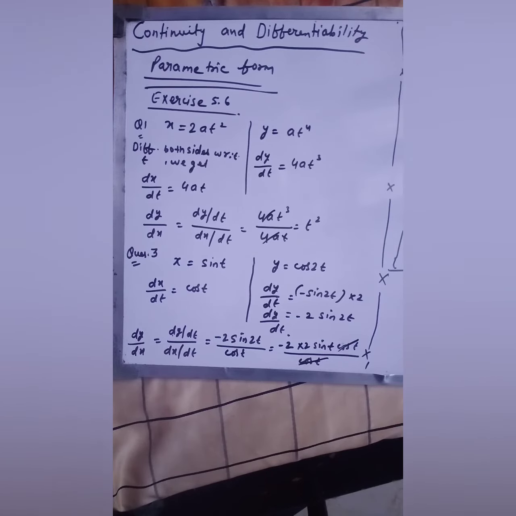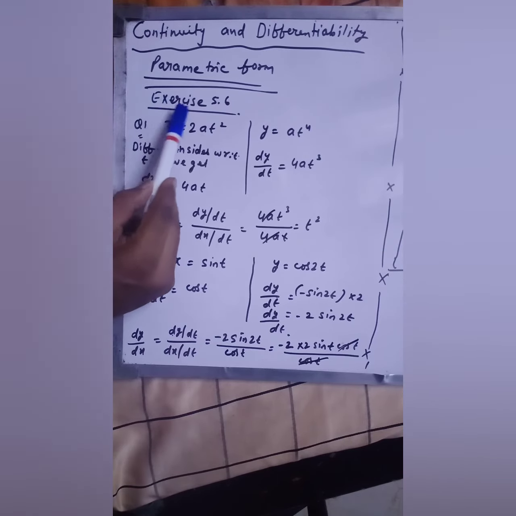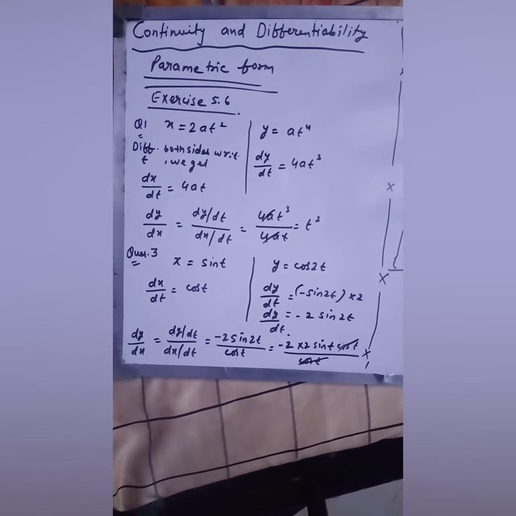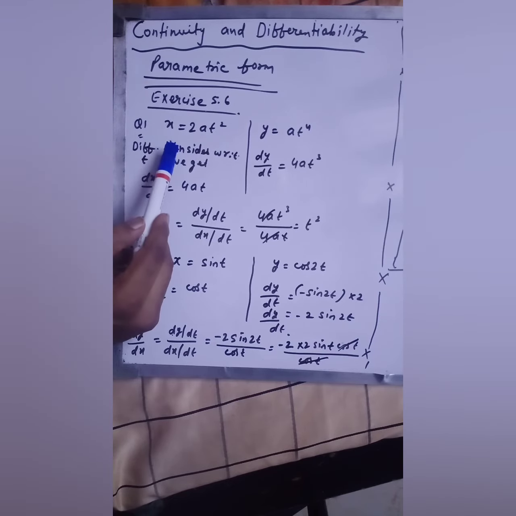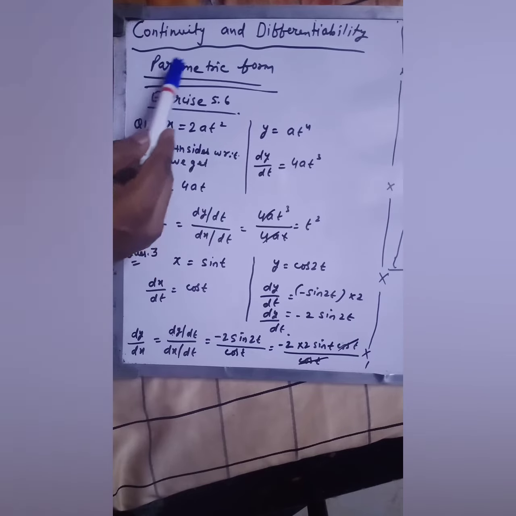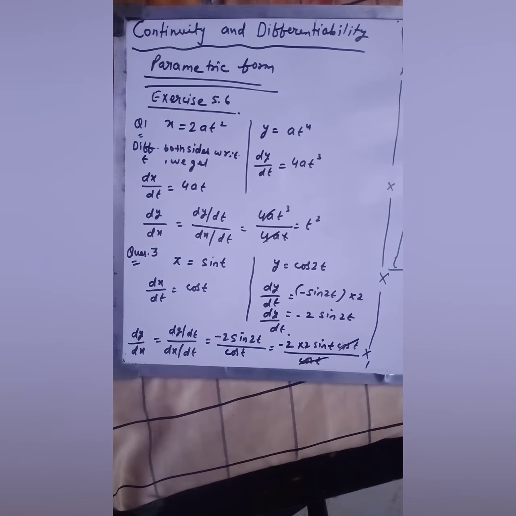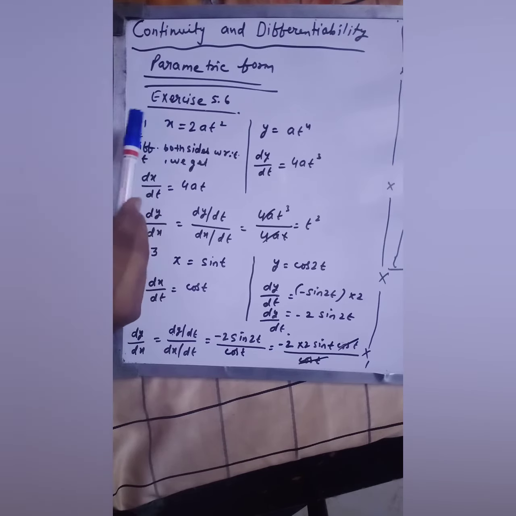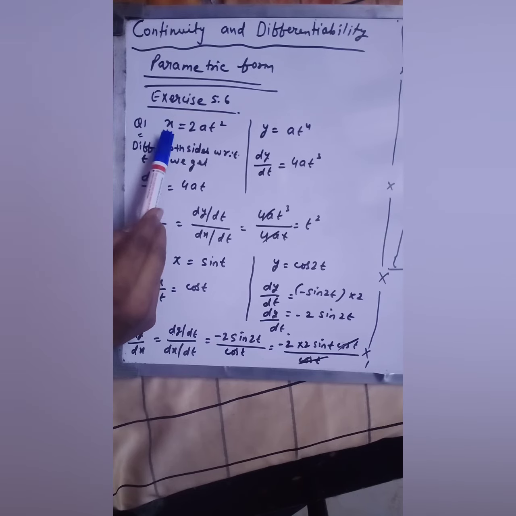Today we have to start a new exercise, that is exercise 5.6. This exercise belongs to parametric form. So first of all, we should know what parametric form is and how we can find dy by dx. Suppose this is question number 1 of exercise 5.6.